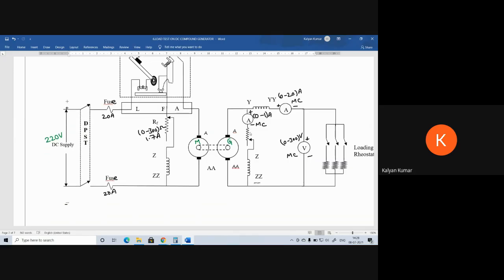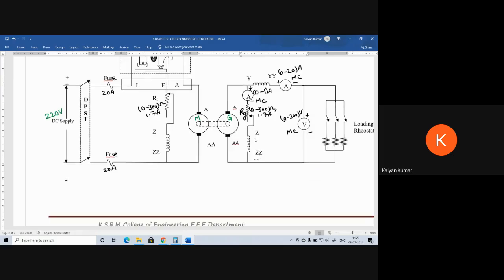Next, this voltmeter has a rated voltage of 220 volts, so we are going to use the 0 to 300 volts range. And this RG, field rheostat or potential divider in the compound generator field circuit, we are using to vary the field current. This rheostat is also connected in the field circuit of the compound generator, therefore it should have the capacity to withstand up to 1 amp. So we are going to use a 0 to 300 ohms, 1.7 amps rheostat here to withstand up to 1 amp.